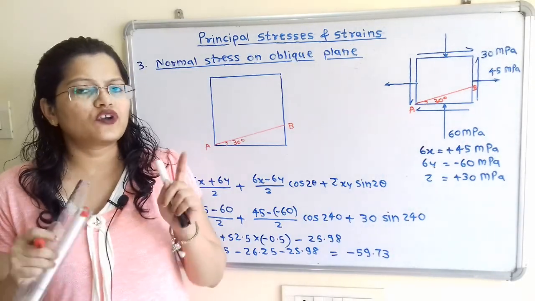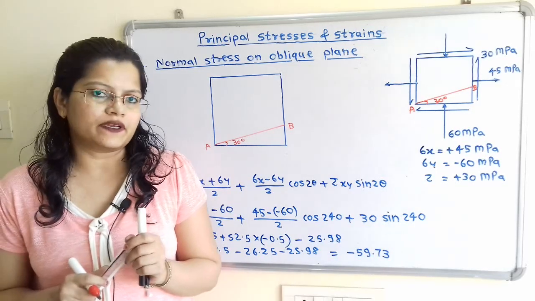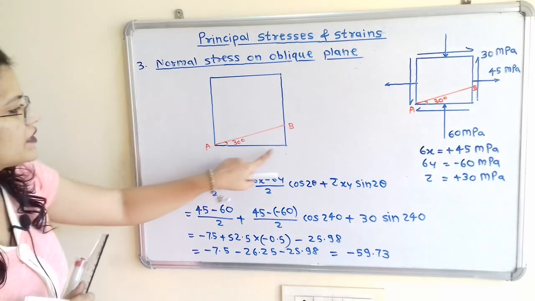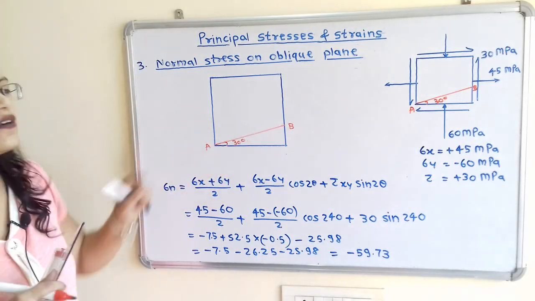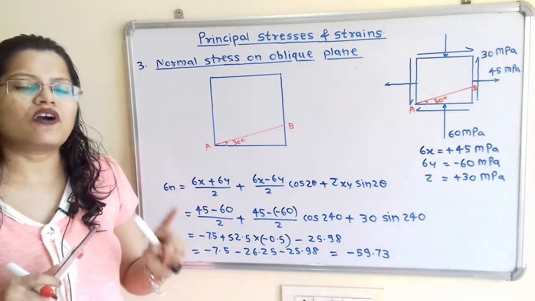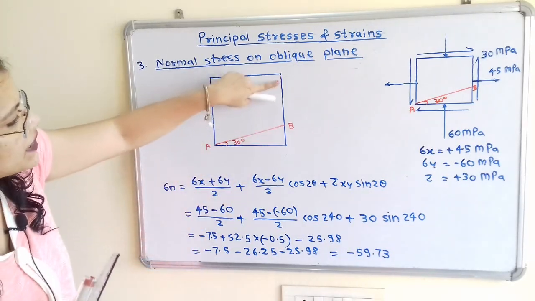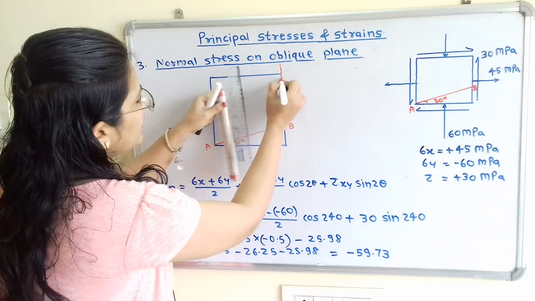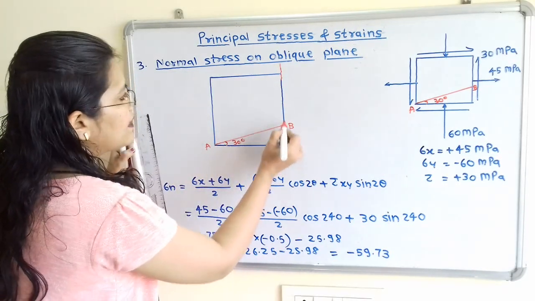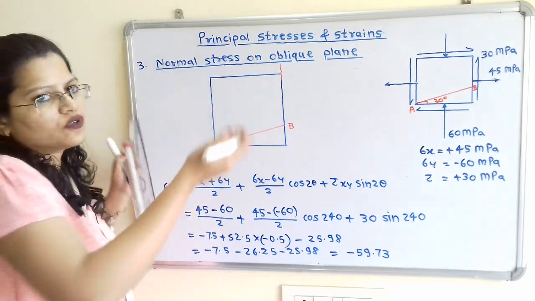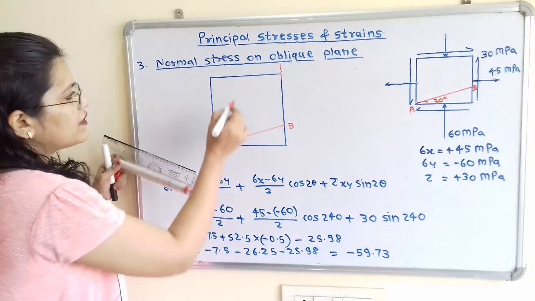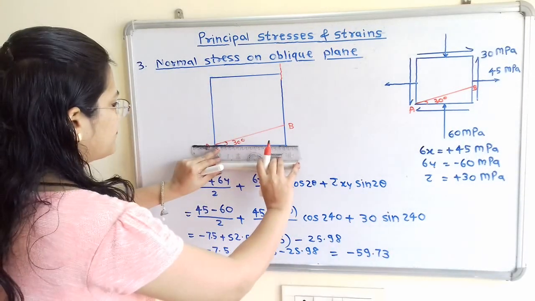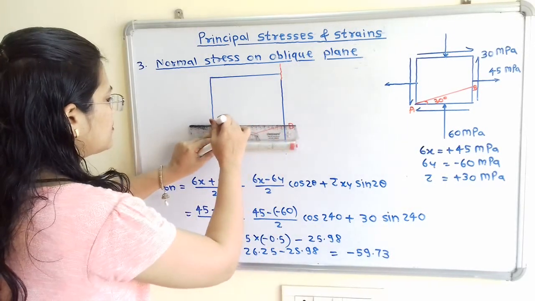Now we will calculate the normal stress along the plane AB. This plane AB is known as the oblique plane. Its angle is given with the bottom face making an angle of 30 degrees. But we always measure the angle from the vertical line. So if I extend this line, we have to measure the angle of this inclined line from this vertical face. So how to measure this? I will draw a parallel line to this face passing through the point B. So this is the construction.